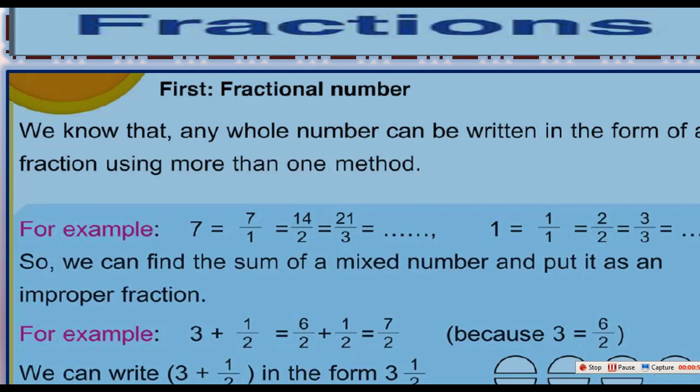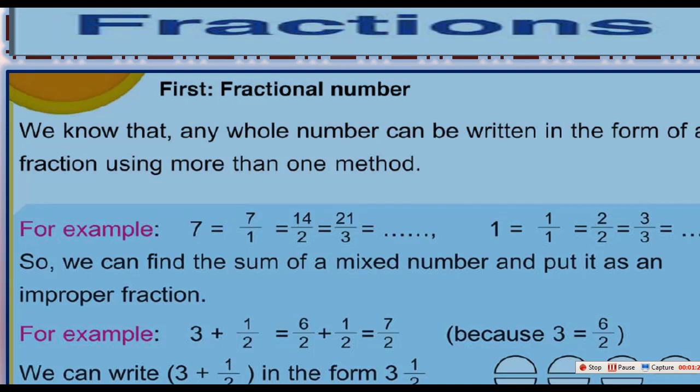Do you remember table 7? 7 here is a whole number, so we can write 7 as a fraction when we divide 7 by 1, or 14 divided by 2, because 14 divided by 2 equals 7, so we can write 7 as 14 over 2, or 21 over 3.